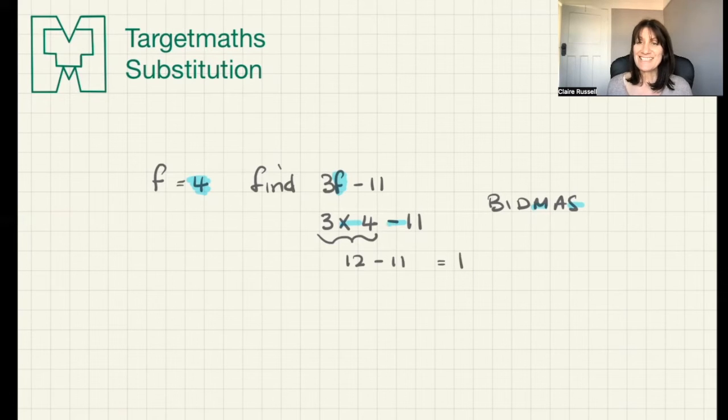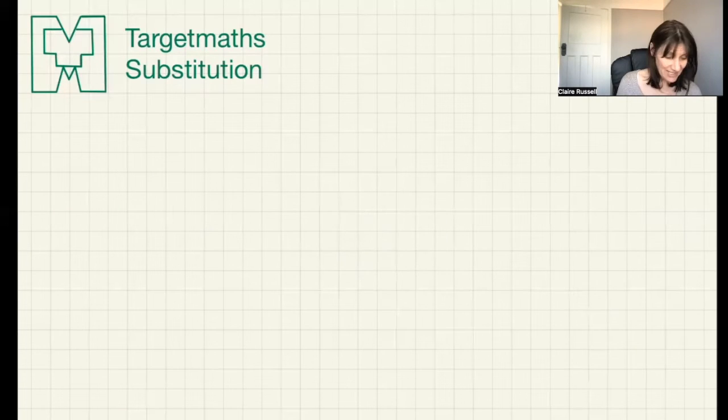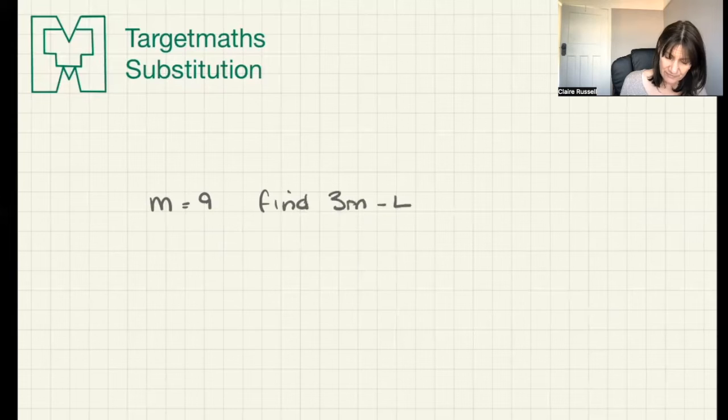All right, let's do one. Now, if you're feeling ready, you're going to have a go at this. I want you to find 3m minus 4. There you go. I want you to find 3m minus 4. Hit pause and press play when you're ready. If you want another walk through, that's fine.